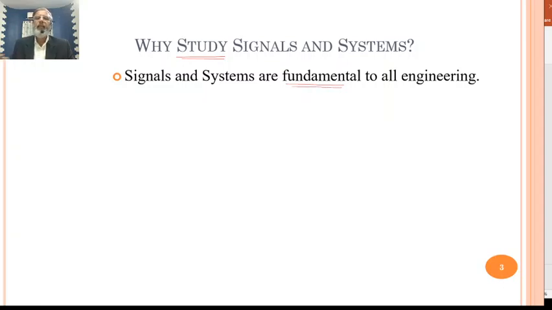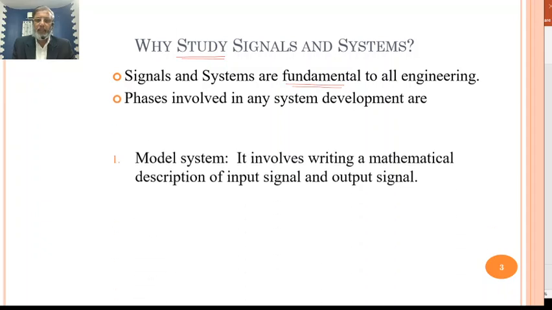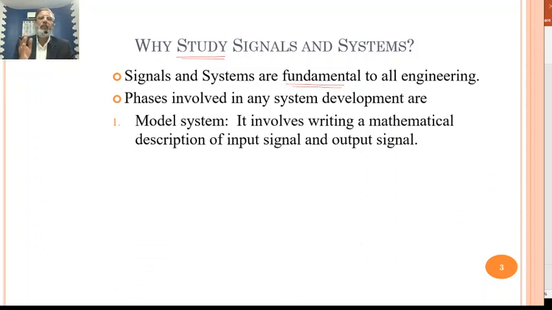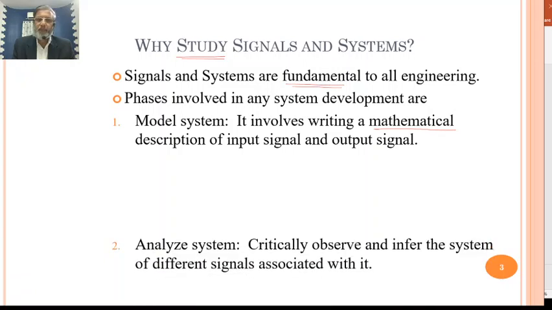Second, in the development of any system, there are different phases, and for each phase, the knowledge of signals and systems is required. The four different phases are: first one is the system modeling. This phase relates the input and output signals by mathematical equation. Example is the differential equation or the difference equation.